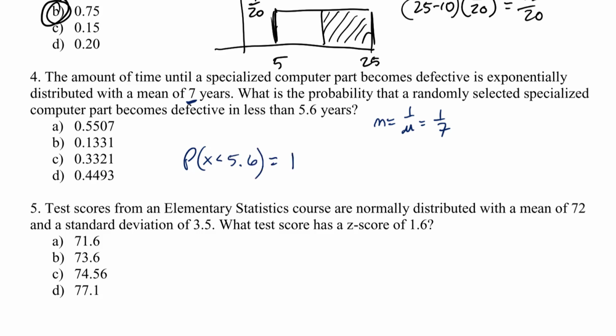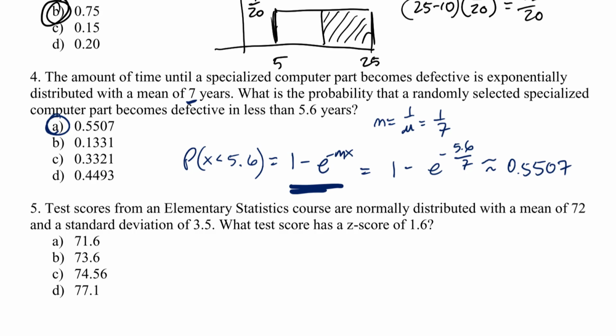And according to our formula, that's going to be 1 minus e to the negative mx power. So that's going to be 1 minus e to the negative 5.6 divided by 7 power. Okay, now this is a calculator question, and you do want to practice this. And when you type it in, you should get 0.5507. So here, part A. I hope that makes sense. Just this is a formula you have to know here. This 1 minus e to the negative mx. And remember, m is always going to be 1 over mean.